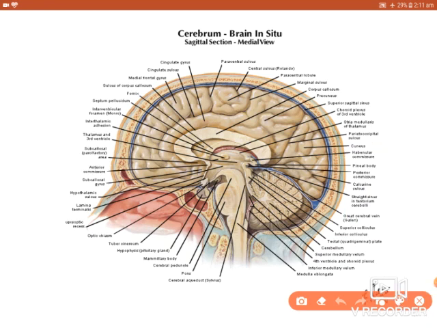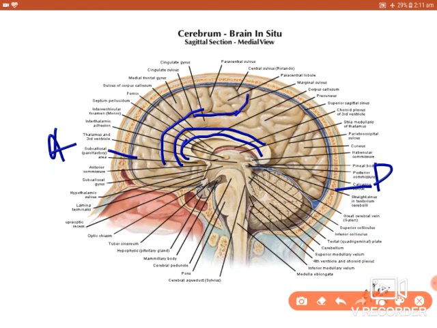Coming to the medial surface of the cerebral hemisphere, this is the sagittal view, anterior and posterior. Here you can see this is the corpus callosum. Surrounding this corpus callosum, this is the callosal sulcus. Superior to the callosal sulcus, this is the cingulate sulcus. The part extending superiorly above the cingulate sulcus forms the marginal sulcus.